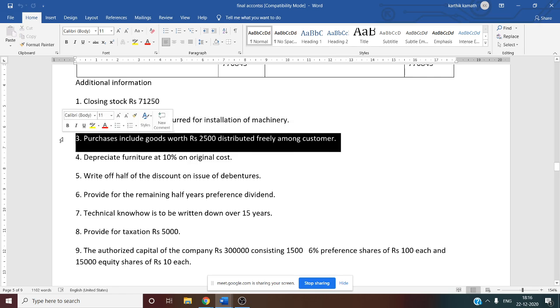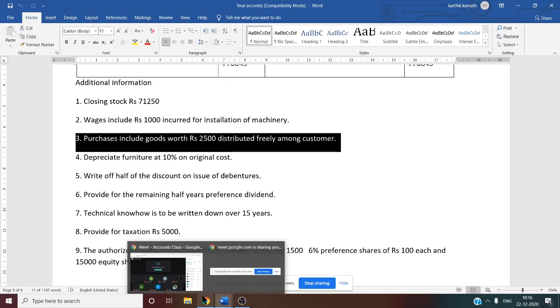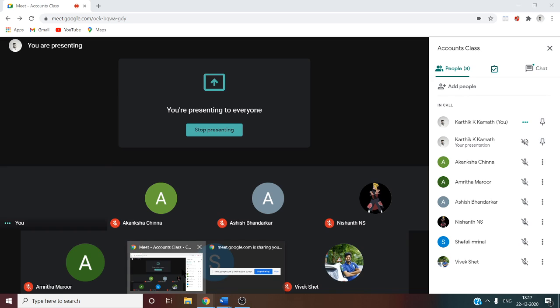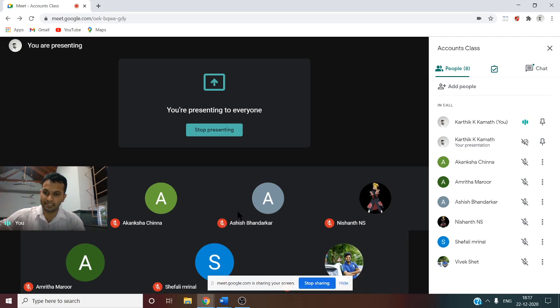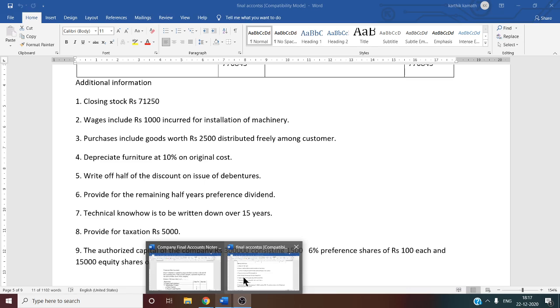Now next one, purchase includes goods worth 2500 distributed freely among customers. So now purchases, these freely distributed goods are not a part of purchases. So under purchases, working note number 25, you have to deduct this item. Then what you can do, this freely distributed goods is advertisement expenses or promotional expenses. So that is other expenses. Other expenses, there you can show, that is working note number 30. Under working note number 30 you can show that information.